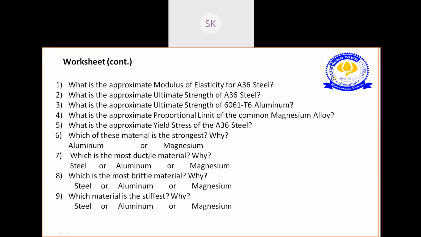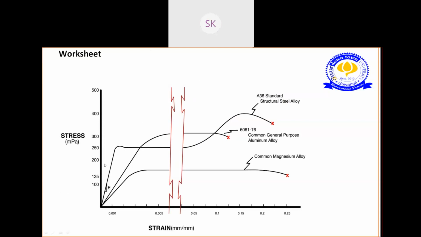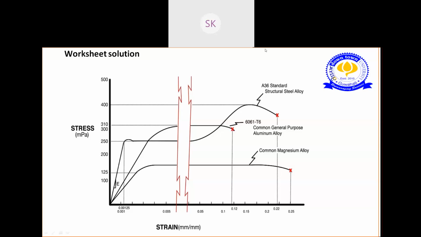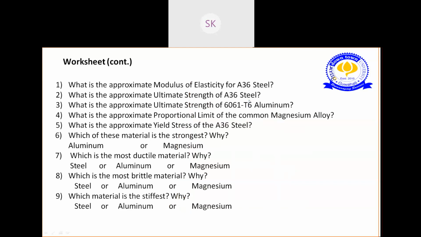Which one is the most ductile material among these three? For ductile, we have the capacity of high deformation. So which one will be more ductile? Steel, aluminium or magnesium? Magnesium. Others? Magnesium. I got the answer. Okay, perfect. Good. Now you are interacting. And which one will be most brittle? Aluminium. Okay, good.